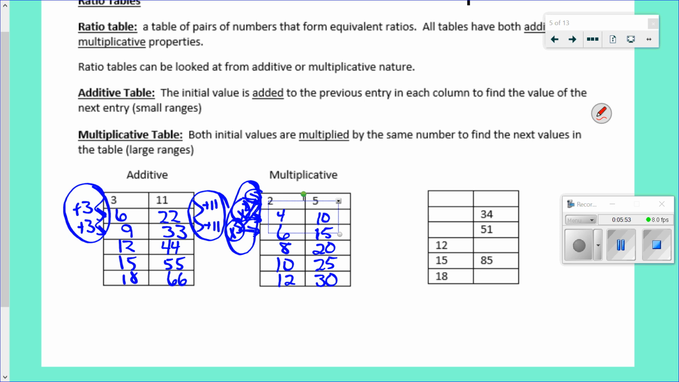So why are we showing you both? Because we like to give you options, number one. Number two, some of you are going to be more comfortable with additive. Some of you will be more comfortable with multiplicative. Whichever way you want to do it is fine.